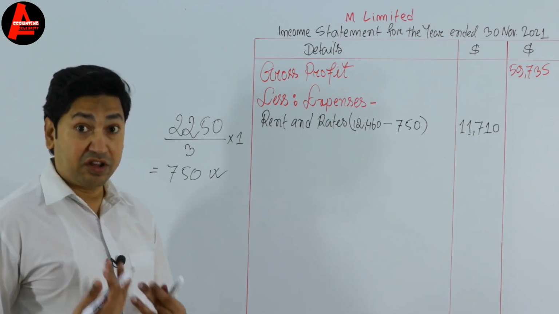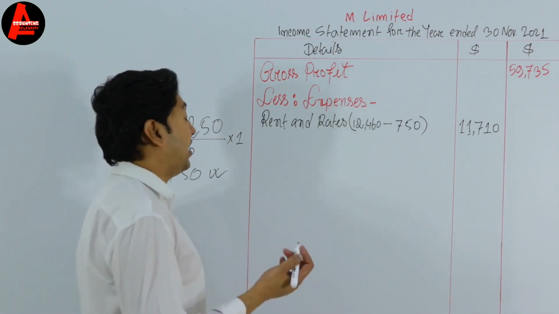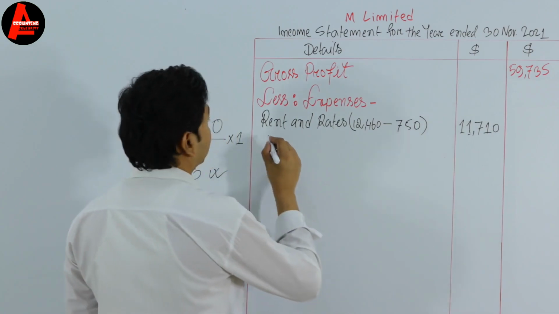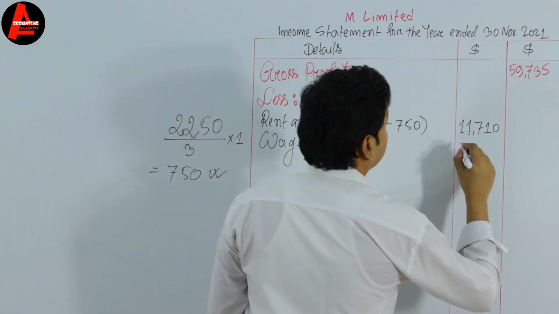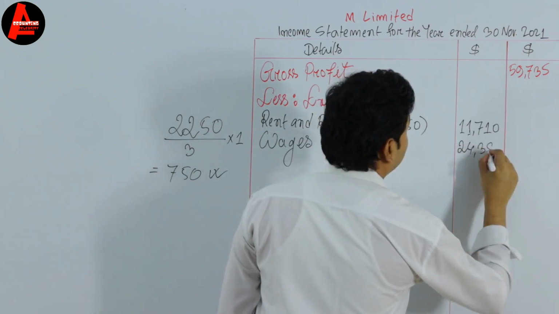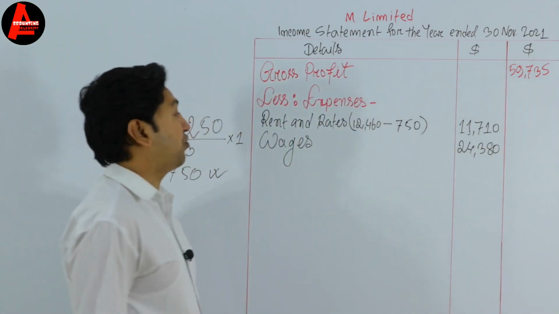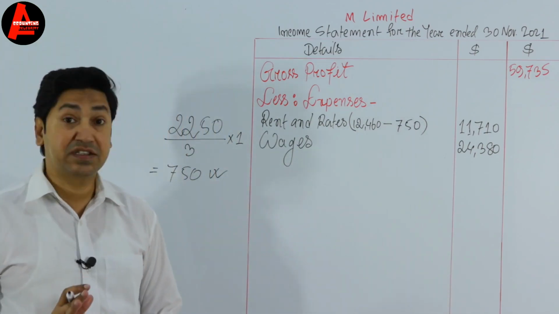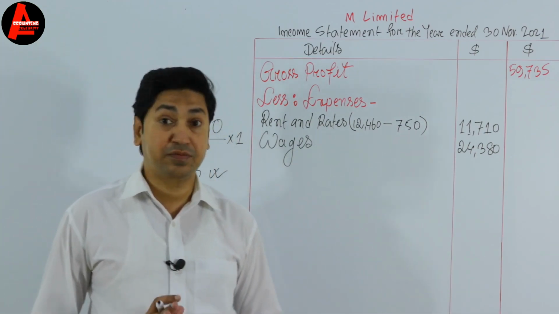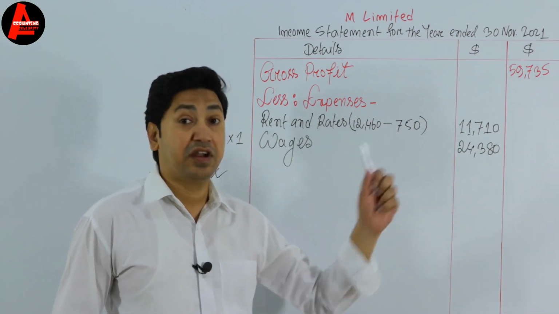Then in the question we have wages. It is also an expense. So let us write here wages. It is $24,380. Why did we write this amount here directly? Because we have nothing about this item. There is no adjustment, so we wrote directly in the dollar column.